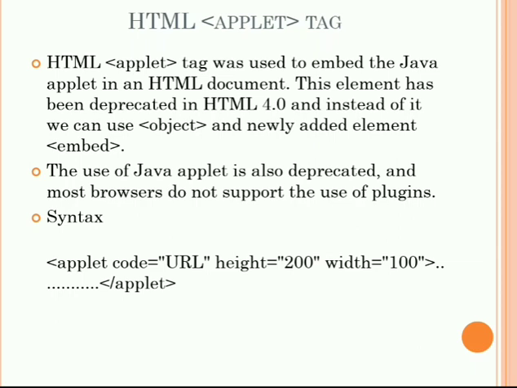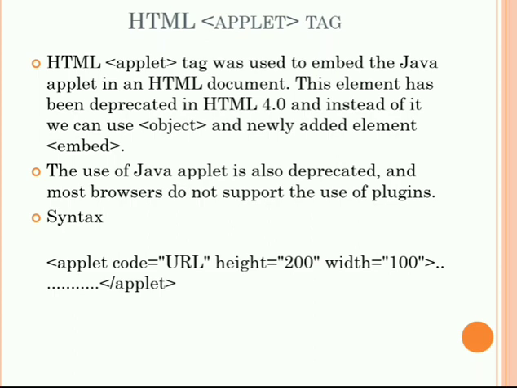Ultimately we are embedding an applet into the HTML, but HTML4 was not supporting that particular applet tag element, so it is using the object and embed tags. The use of Java applet is also deprecated and most browsers do not support the use of the plugin. As we have seen yesterday, applet is not supported by each and every operating system or each and every browser.